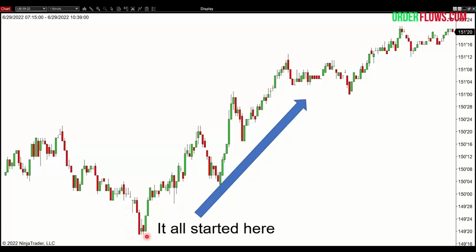It all started down here in the order flow, right? This market sold off, stopped here, and then got bullish, and the market had a huge rally. This is intraday trading, 149.24 all the way up to basically 151.20. That's over a $2,000 move, from about 8:20 to basically 10:20, a two-hour window.